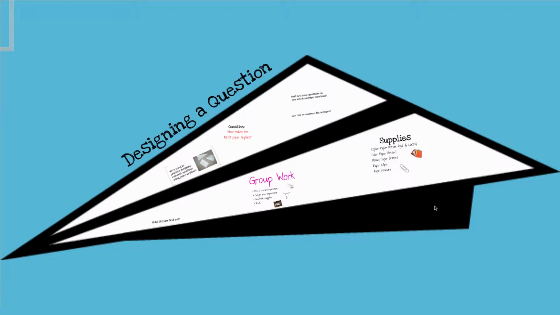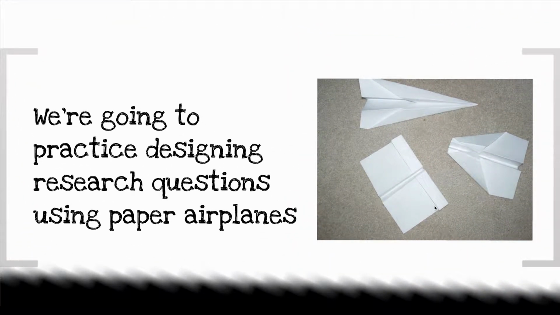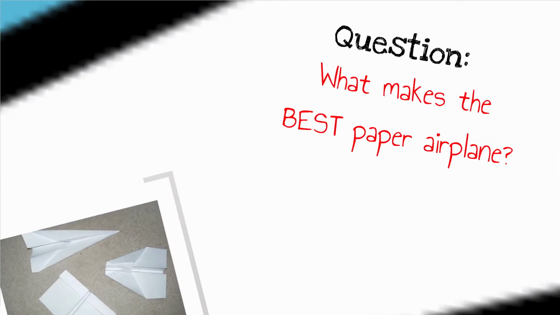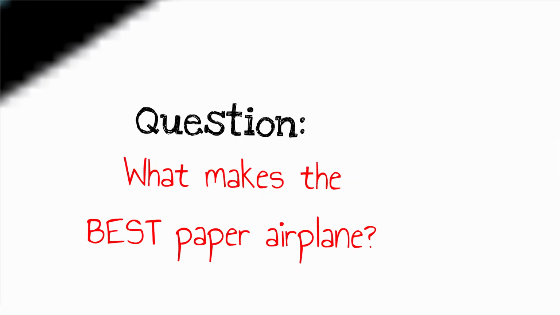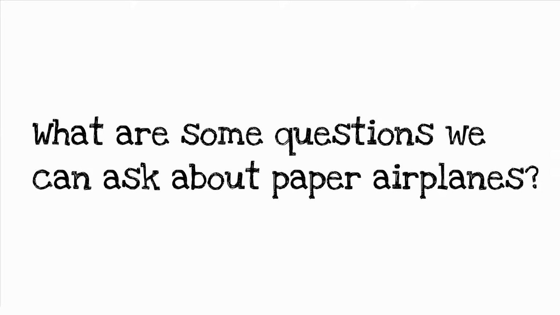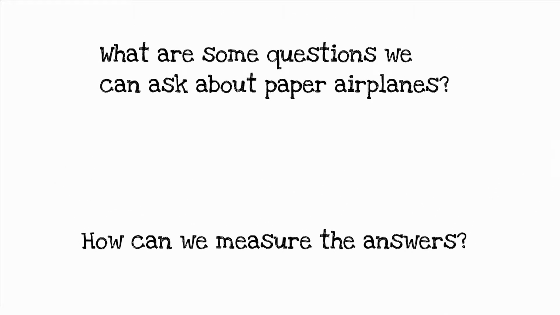So this activity is making paper airplanes, and it's using paper airplanes to help us think about how to design research questions. And so we give them this question, and the question is, what makes the best paper airplane? And of course, right away, you're thinking to yourself, well, that's not a very good question, because best is highly subjective. What you think is best and what I think is best are probably two different things. So we want to think about how do we make this question better? And that's going to involve getting much more specific about what we mean by best.